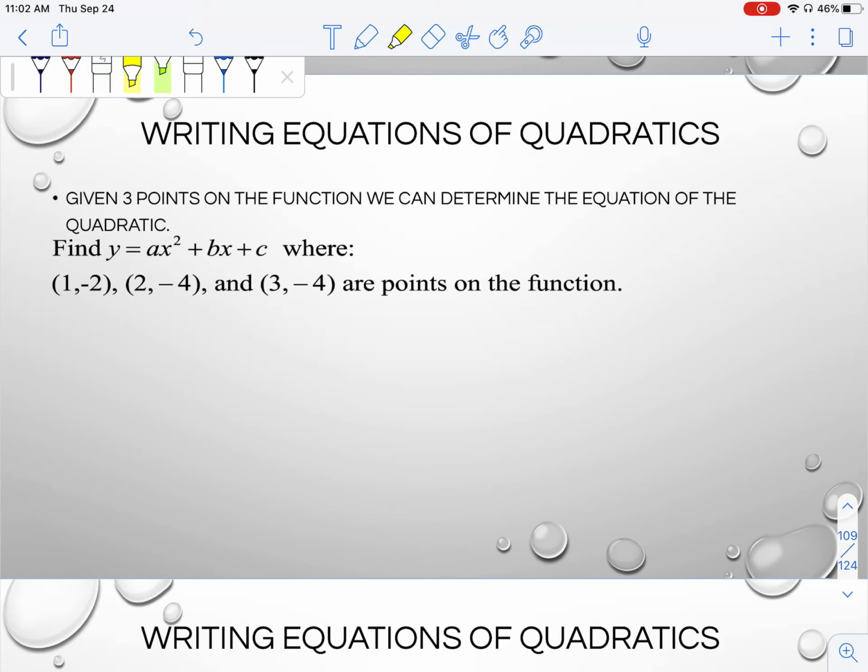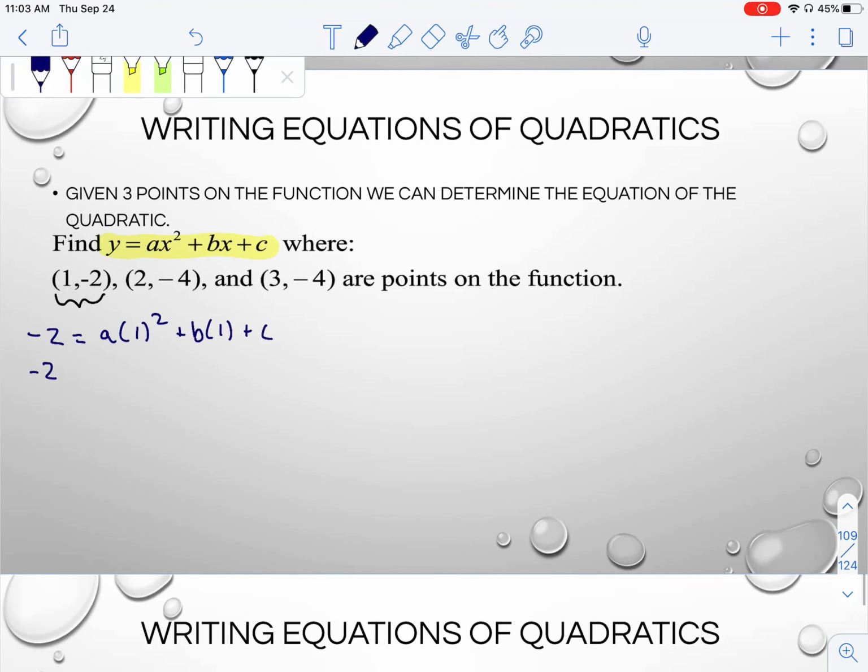So all we're going to do now is take each point and substitute in for x and y in standard form. You'll see what happens when we do that. We're going to end up with 3 variables, a, b, and c. So y equals a times x squared plus b times x plus c. I'm going to clean that up. So 1 squared is 1, 1 times a is a, b times 1 is b, plus c. I'm going to highlight that because I'm going to need to reuse that later.